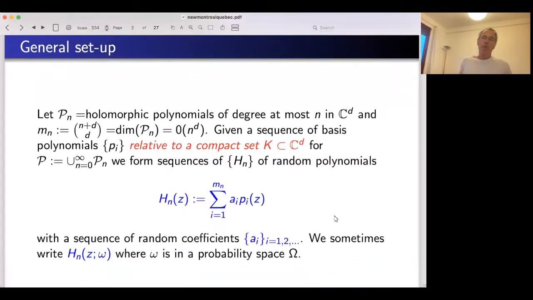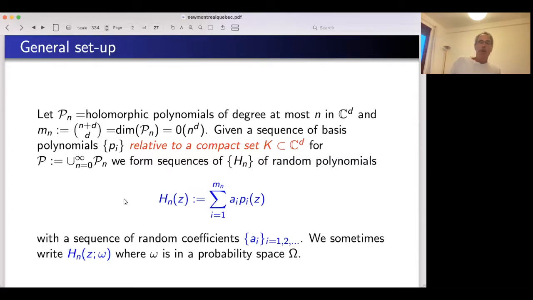So here's some notation. Calligraphic P sub n is the holomorphic polynomials of degree at most n in D complex variables in C^D, and we'll let M sub n be the dimension of that vector space, so it's of order n to the D. Our setup will be, if we start with a sequence of basis polynomials for the space of all polynomials in C^D, relative to a compact set K in C^D. So there's going to be an underlying compact set, and this basis is going to be related to this compact set in certain ways.